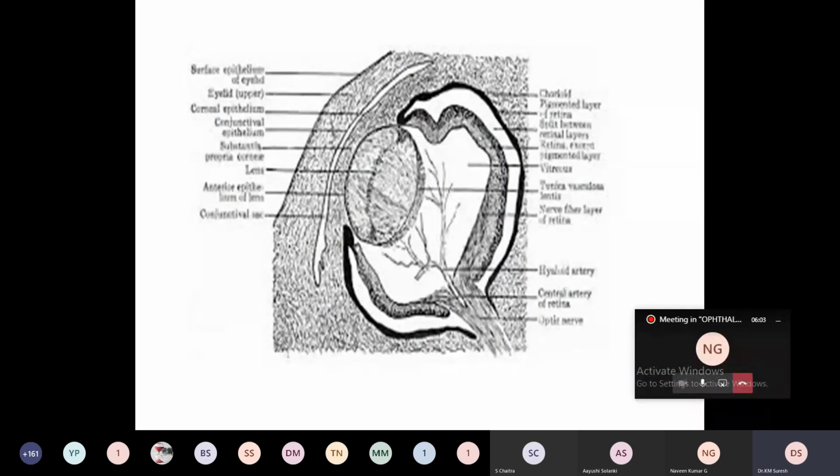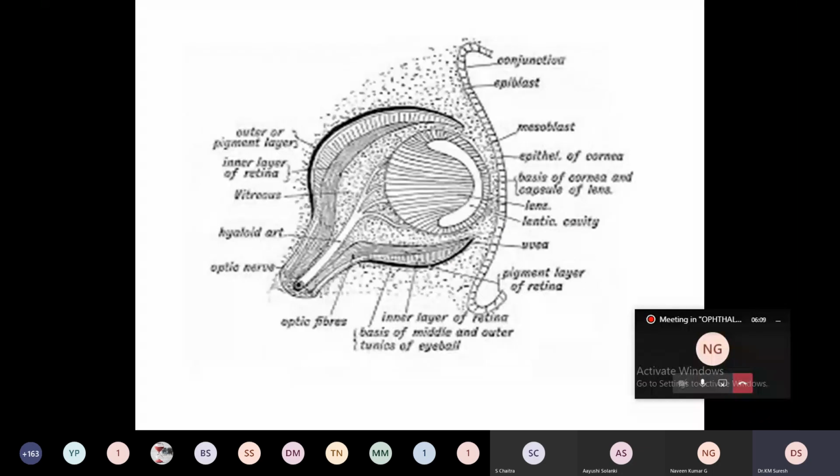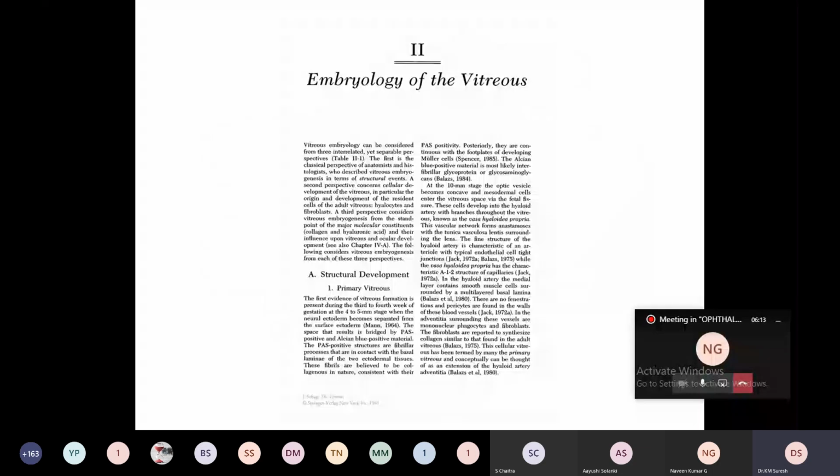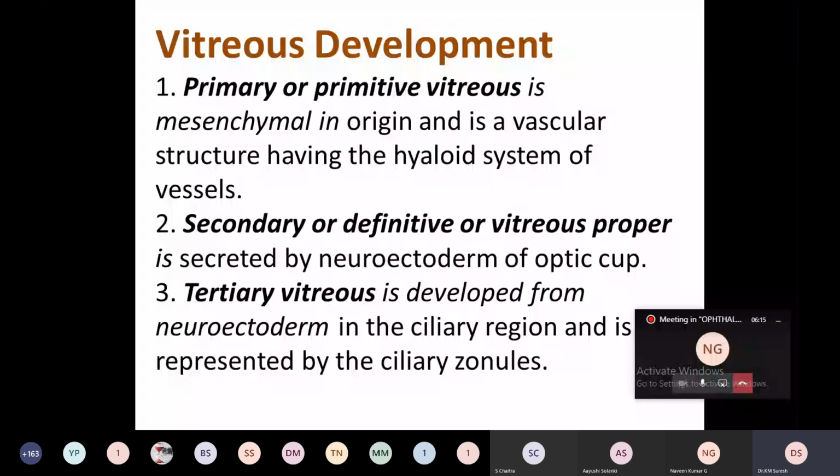Coming to the embryology, there is a detailed embryology of vitreous, the details of which you are not supposed to know. And I would like to summarize the embryology of the vitreous into 3 possible lines, wherein you can remember that the summary of the embryology of vitreous is like this.